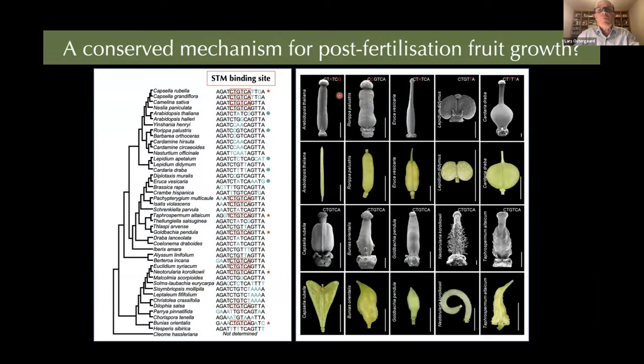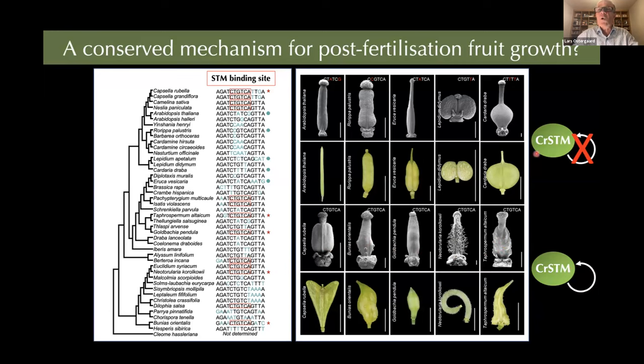And we found that there was a complete and very strong correlation between species where STM was able to auto-regulate, to activate its own expression, and the ability of these species to undergo metamorphosis, so essentially change shape from the unfertilized state to the mature fruit.